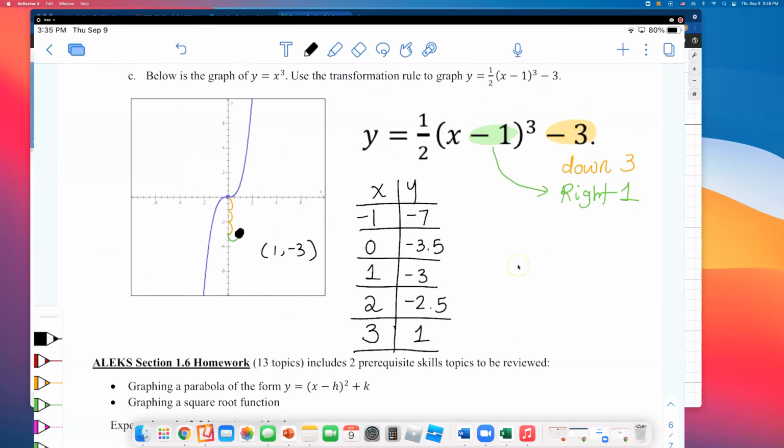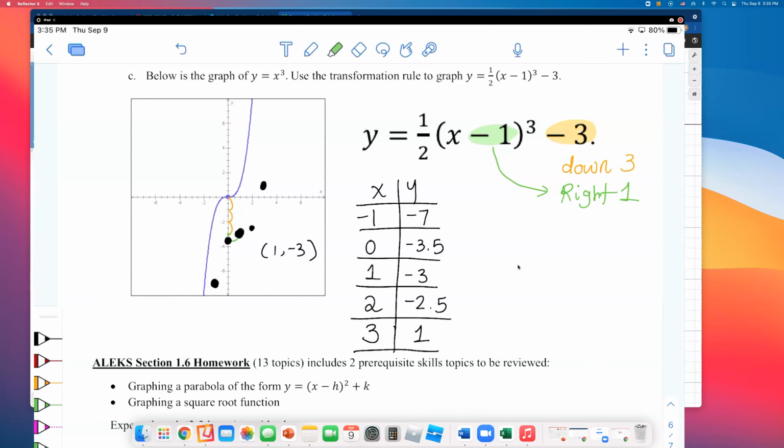I'm going to go ahead and plot these points so that we can have a cubic function graph, okay? 1 to the left, down 7. Wow, it's already down here. Next point is 0, go down 3.5. Here it is. Next one, I already have 1, -3. The next point is 2 to the right, down 2.5. Here is this point. And the last point is 3 to the right, up 1.